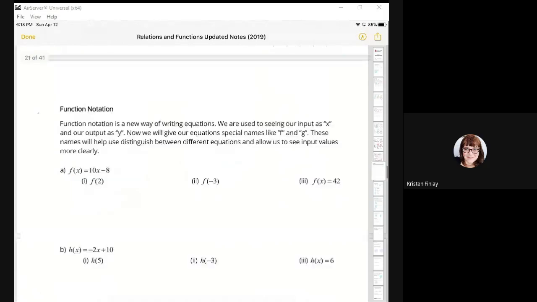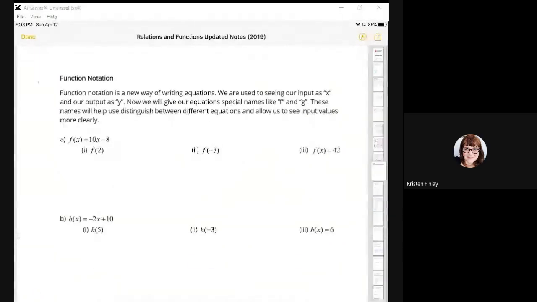Now we also want to use something called function notation, and it's a way we can write our equations. We're used to seeing our input as X and our output as Y. Now we give our equations special names like F and G. And these names will help us distinguish between different equations and allow us to see input values more clearly. So if I wanted to express a function and then I just want to change the input, I can write it as such. So f of x is equal to 10x minus 8.